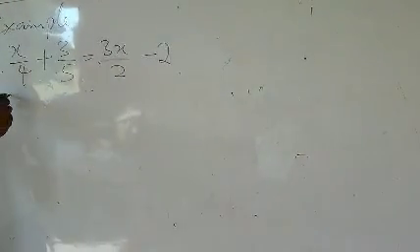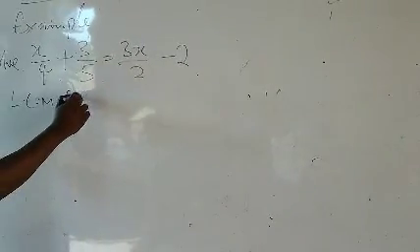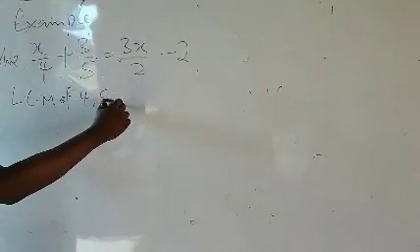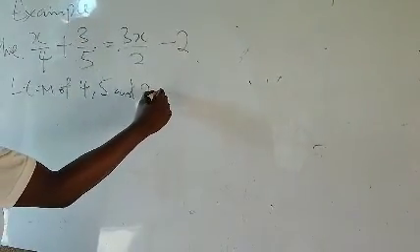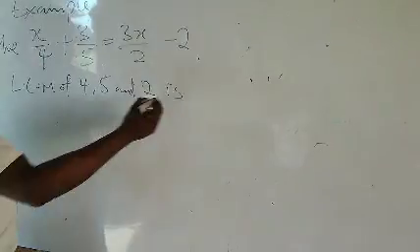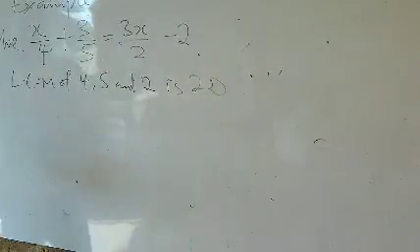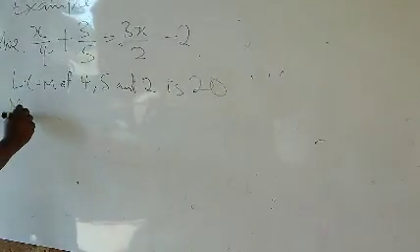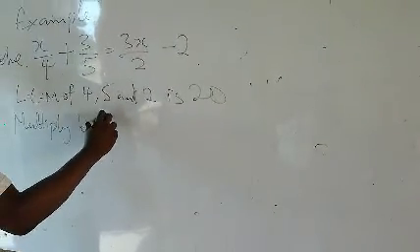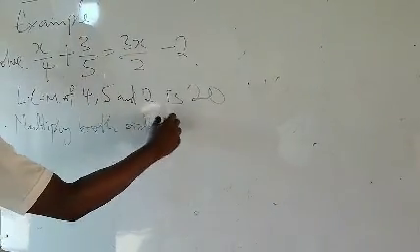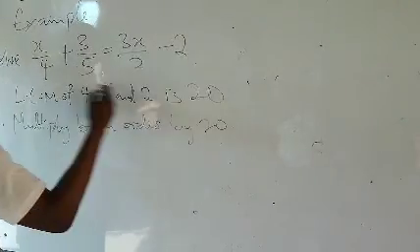Now let's find the LCM of 4, 5 and 2. The LCM of 4, 5 and 2 is 20. Good. It's 20. We have to multiply both sides by 20. Multiply both sides by 20.